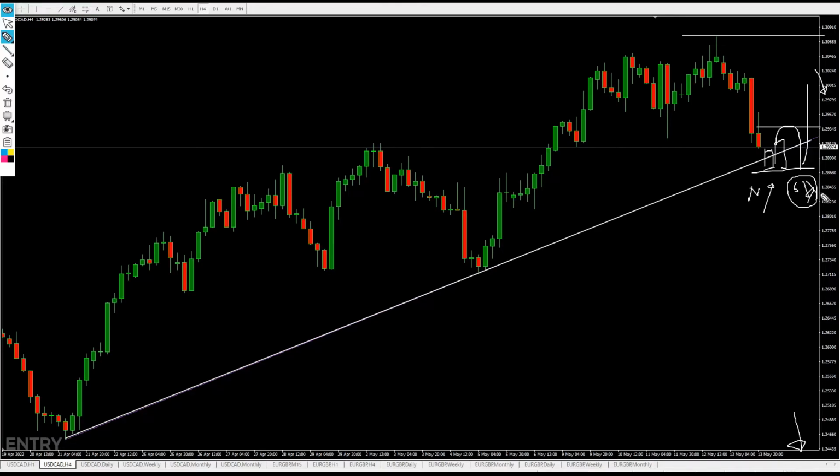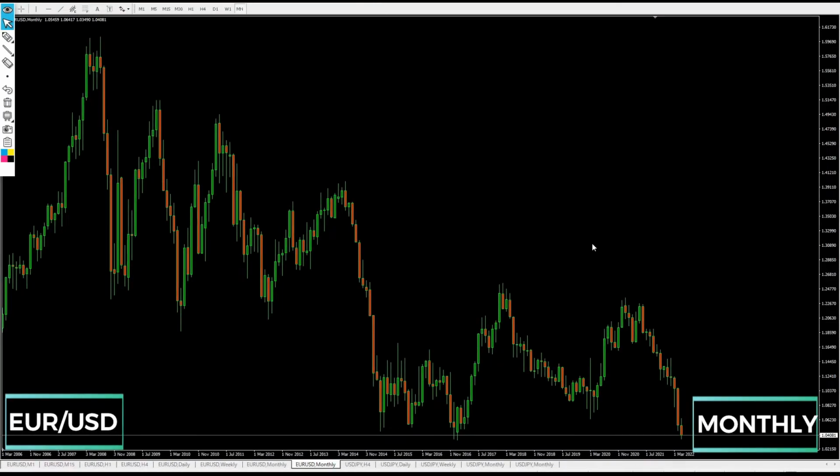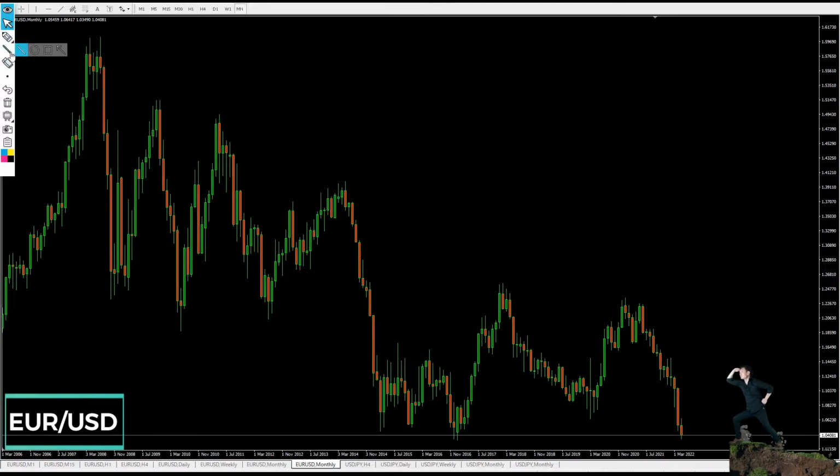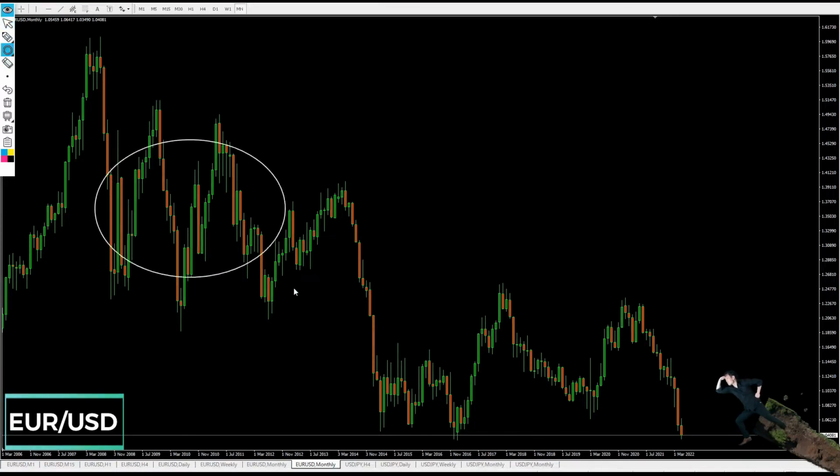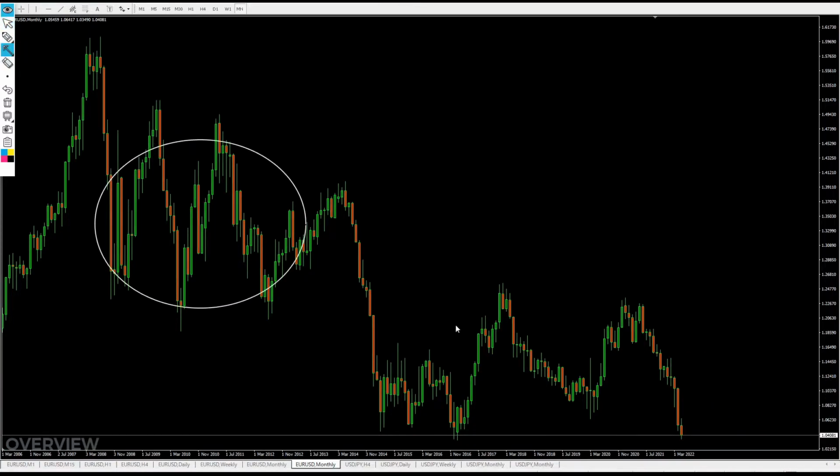Alright, let's go on to the Euro-USD pair. Okay, this is the monthly chart. We'll start off with an overview. So since this price action right here is very strong short, and this move is still having a ways to go in the long term, I'm short biased right back down to this pivot low right here.